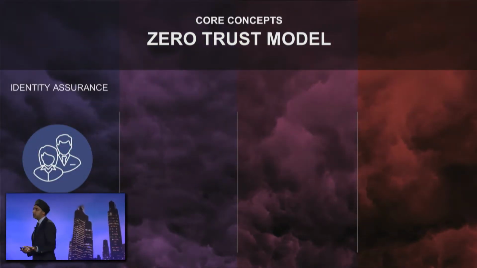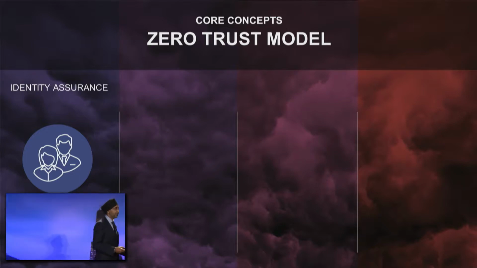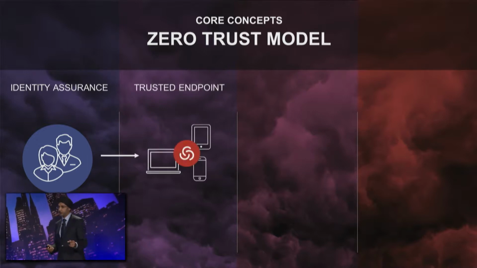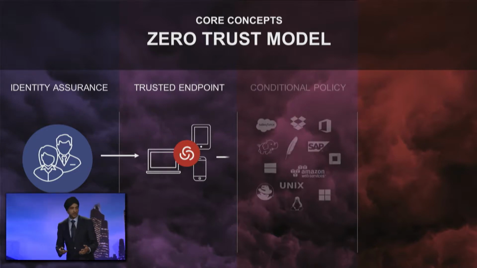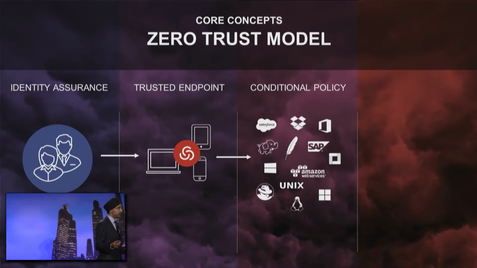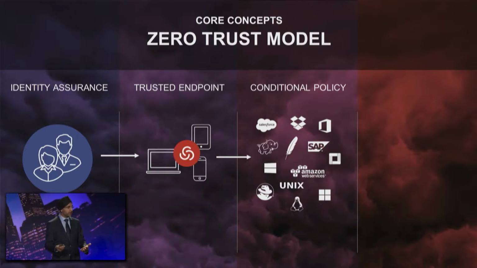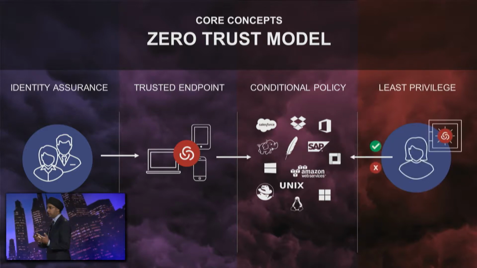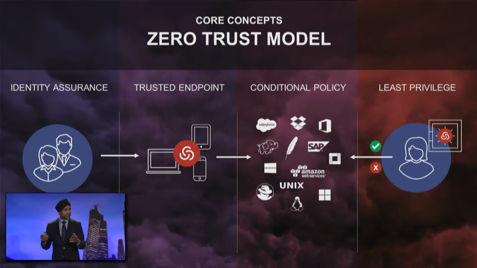So there's 4 key concepts for the Zero Trust model that I'm going to go through in a little bit of detail. One is identity assurance, understanding who somebody is. Number 2, it's trusted endpoints, knowing that this person is coming from a trusted or known endpoint. Number 3, it's what we call conditional policy, combining the aspect about the person and the aspect about the endpoint that person is coming from to give that person access. And lastly, it's least privilege, performing some level of controls on the asset that you're trying to protect, so you've got the least amount of access.